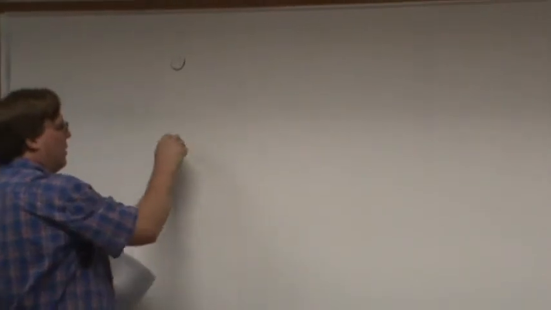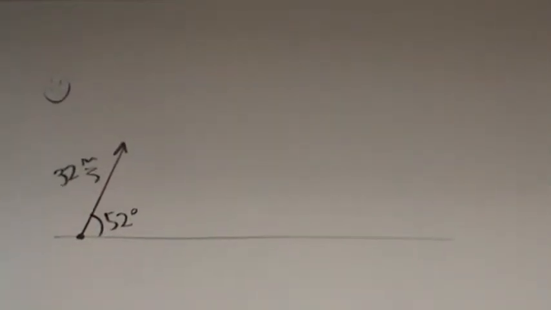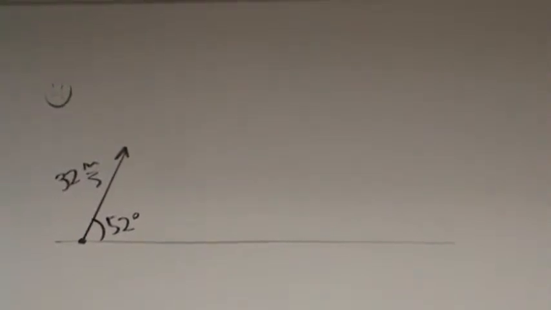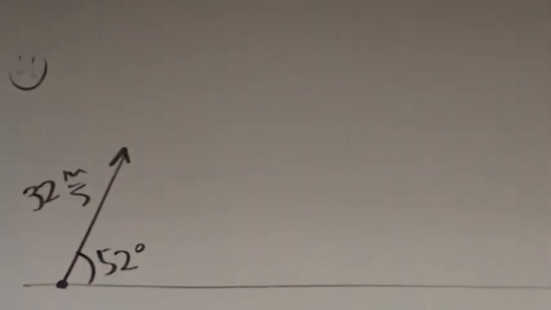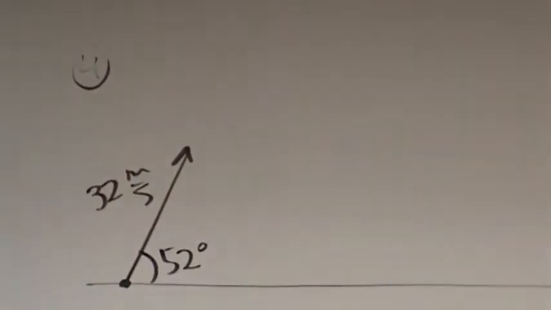Okay, so let's do example 4. Step 1, I urge you to always make a drawing of the situation. Here's the ground, and I'm going to throw a ball up with a speed of 32 meters per second at an angle of 52 degrees. Since I'm having to treat the x and y components separately, you tell me what's the first thing I'm going to have to do here.